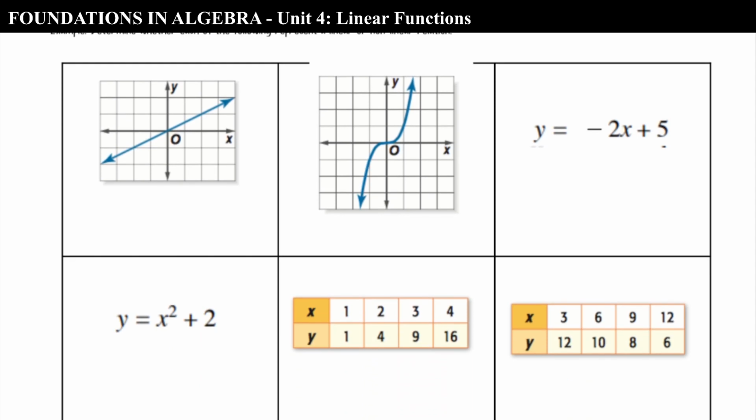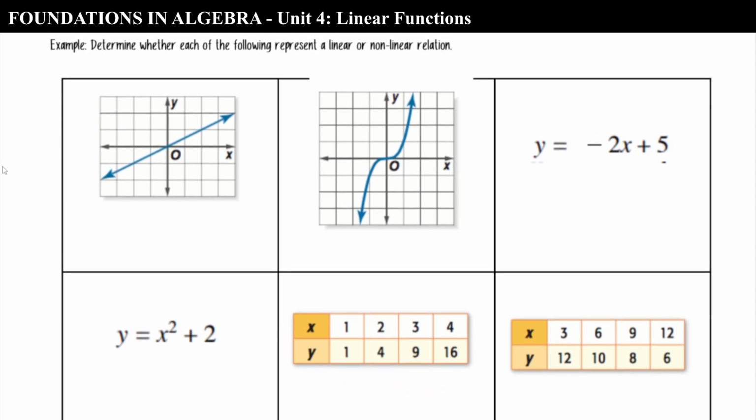So let's start off with a couple of graphs. We are going to determine whether each of the following represents a linear or nonlinear relation. So first of all, this is a straight line. Since it is a straight line, it is linear. This one is a curved line. So since the line is not straight, it's curved, this one is nonlinear.